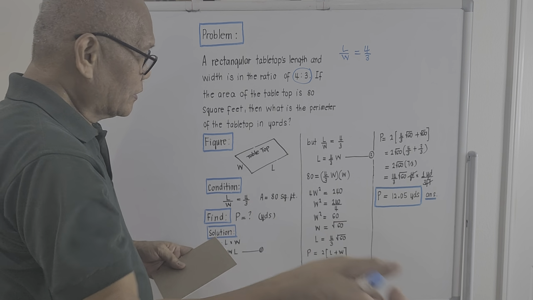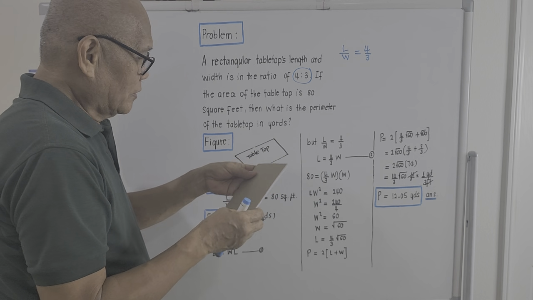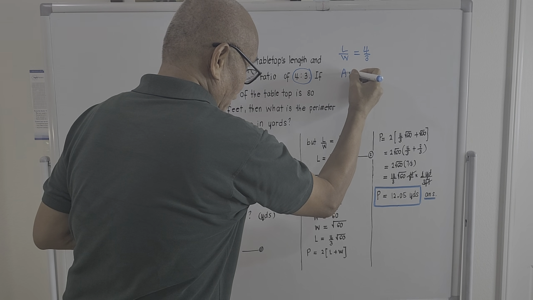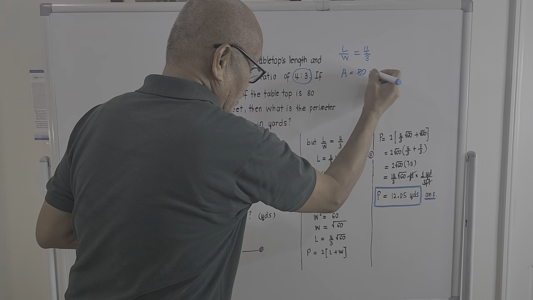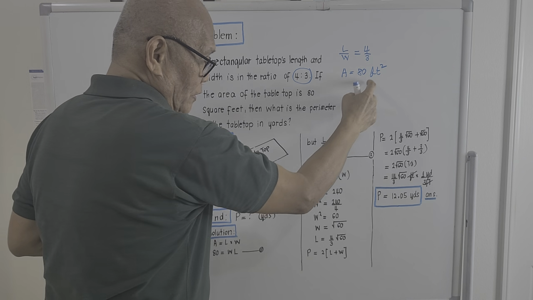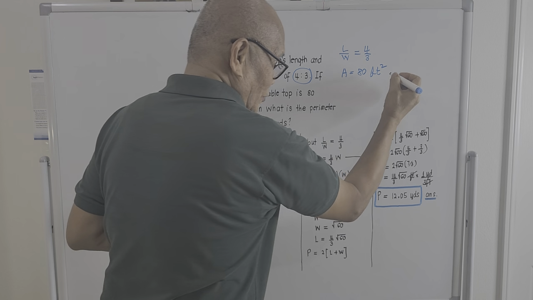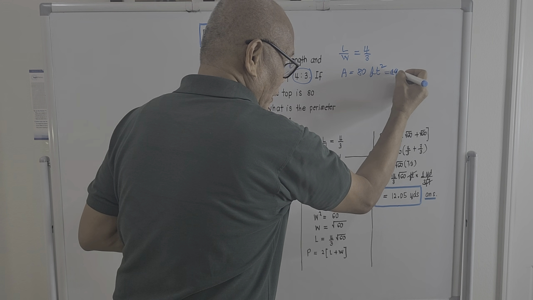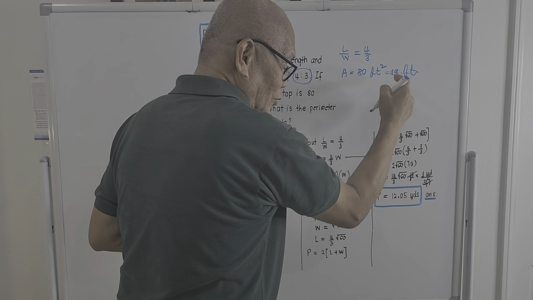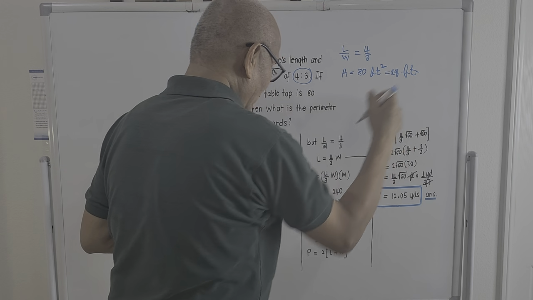The problem states further that the area of the tabletop, which is rectangular, is given as 80 square feet. Area, capital letter A, is 80 square feet. Feet with the power 2 is read as square feet, or SQ feet. Square feet means a foot times a foot.